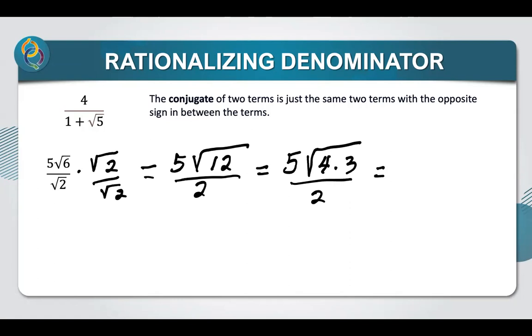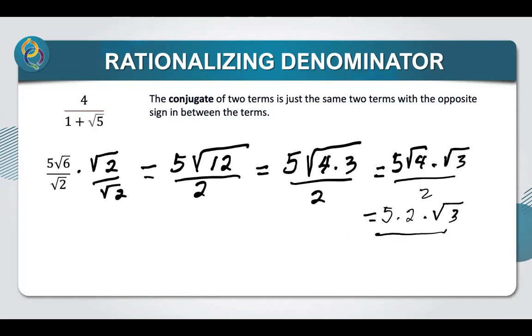What's the square root of 4? So it's actually the same as 5 times the square root of 4 times the square root of 3 over 2. And the square root of 4 is 2, correct? Yeah. Times the square root of 3 over 2. I think 2 and 2 can be divided. What will be our final answer?